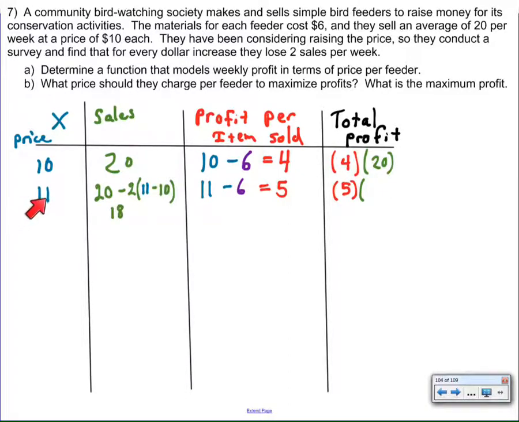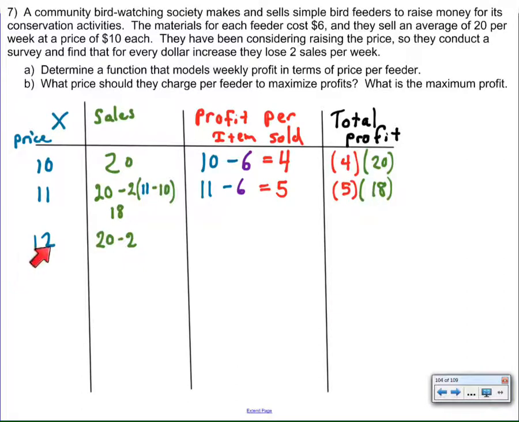Similarly, at $11, I will only sell 18, but I'm making $5 per item in profit because the cost stayed the same, but I make an extra dollar for every item I sell. A grand total of $5 net profit per item. So I'm going to take the $5 but not multiply by 20 bird feeders. Instead, I'm going to multiply by 18 bird feeders because I sold fewer. That does give me, in fact, more profit.